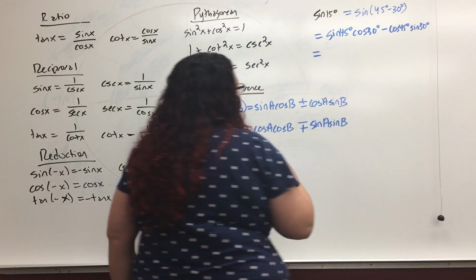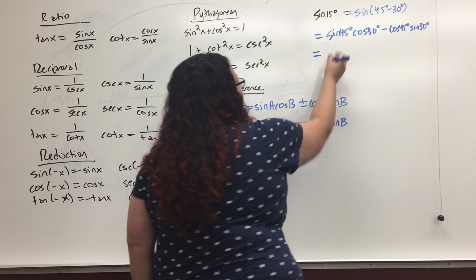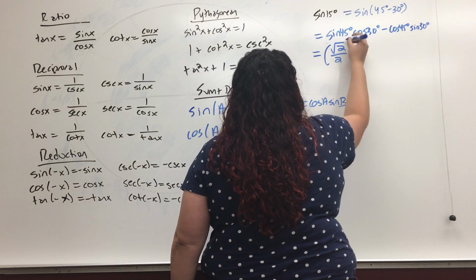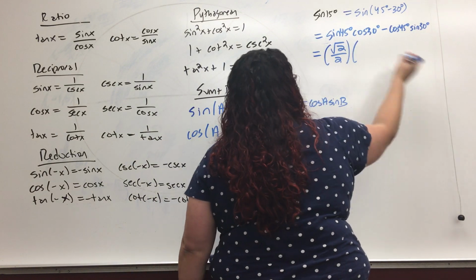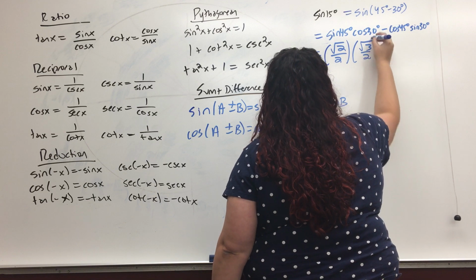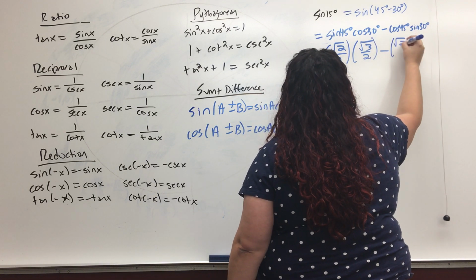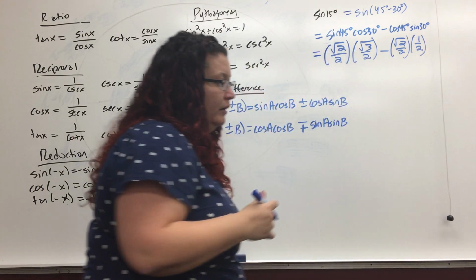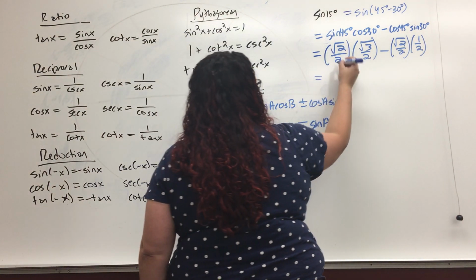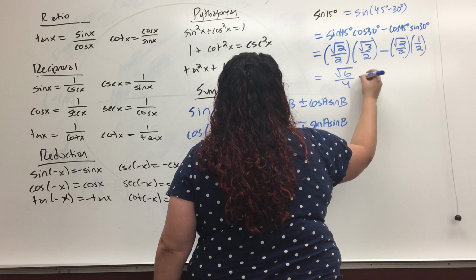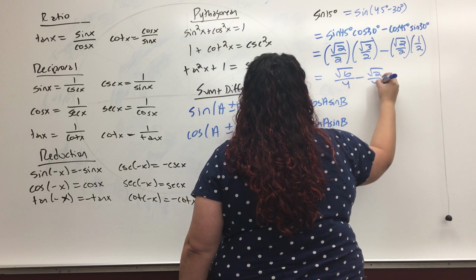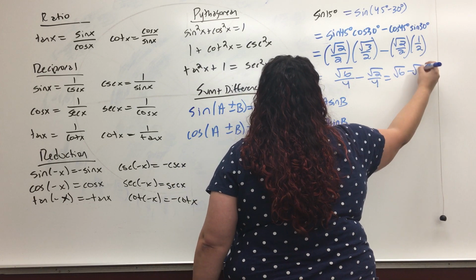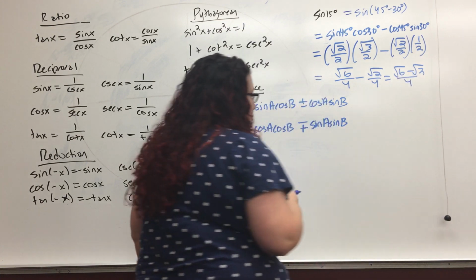Okay. Now these are all unit circle values, so I know what they are. This is the square root of 2 over 2. This one is the square root of 3 over 2, minus the square root of 2 over 2 times 1/2. Okay. And then, of course, we can clean this up a little bit. We get square root of 6 over 4 minus square root of 2 over 4, or square root of 6 minus square root of 2, all over 4.